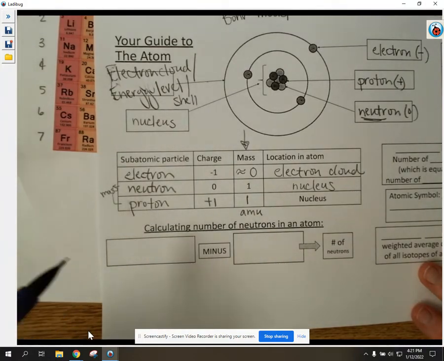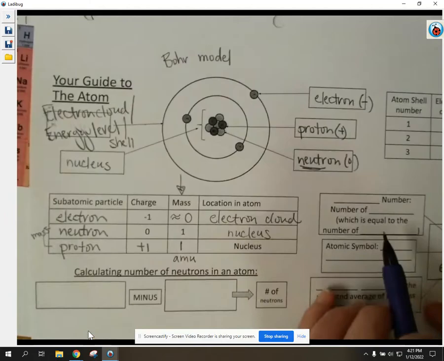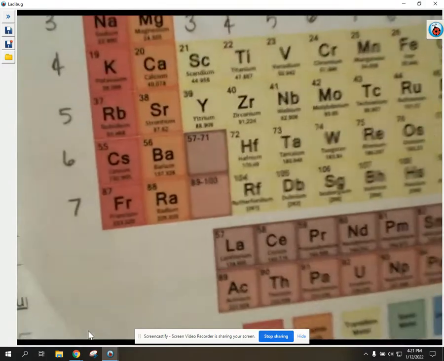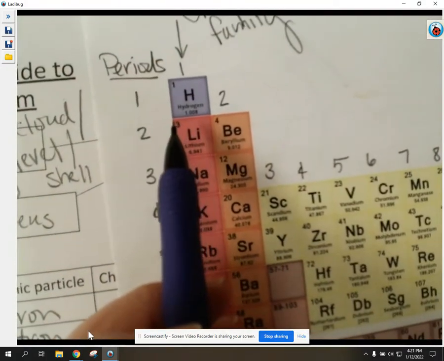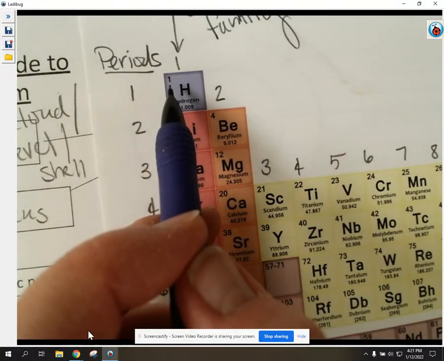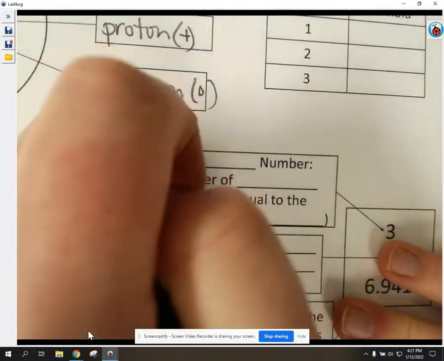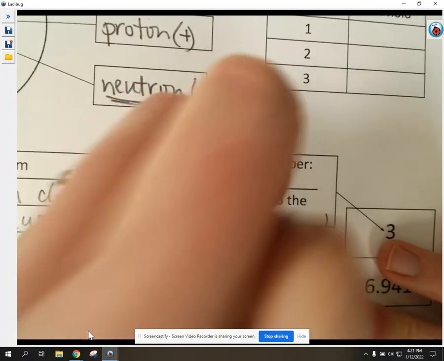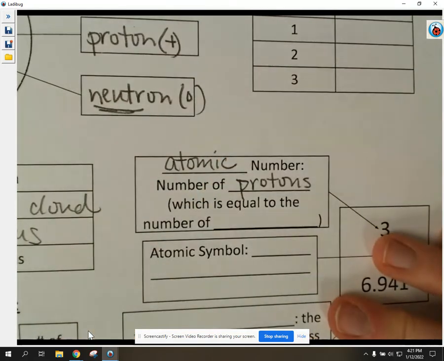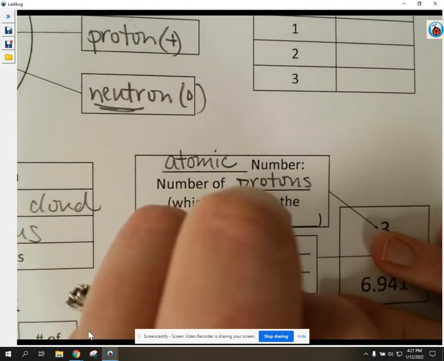Okay, so I'm going to skip over here. Well, no. So let's look at these numbers on the periodic table for each of the elements. Okay, so this number right here is called the atomic number, and that is the number of protons in the nucleus. So that's the atomic number, or the number of protons in the nucleus. And in a stable atom, the number of electrons is going to be equal to that.